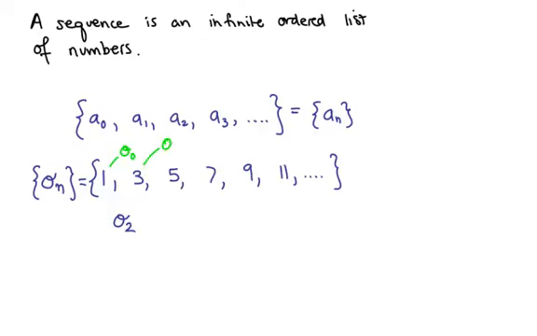This will be O1. And this one will be O2. So O sub 2 would be 5. That's my quote-unquote second term in the sequence. Remember, we start counting at 0. And if I wanted to talk about O of 4, well, the count is 0, 1, 2, 3, 4. And so O of 4 would be 9. And that's just how the notation works.